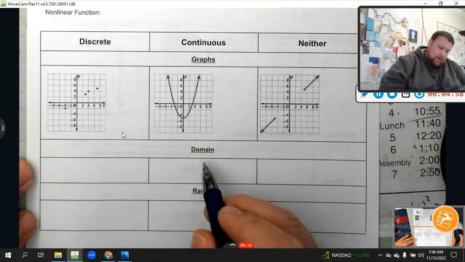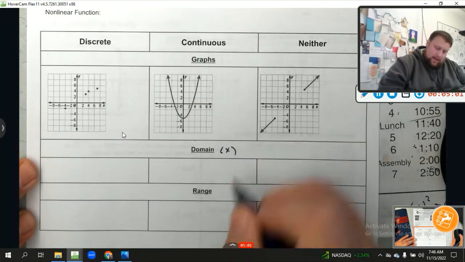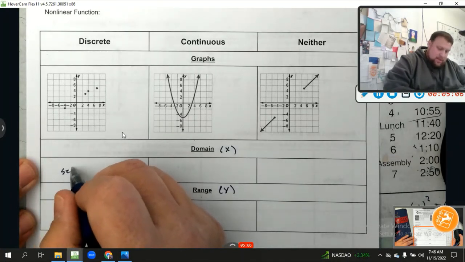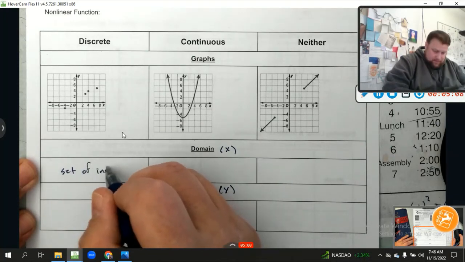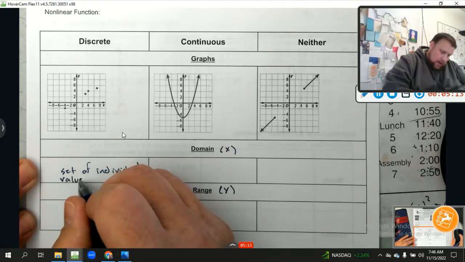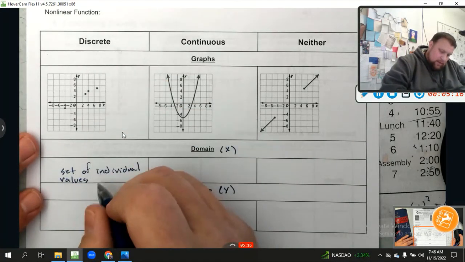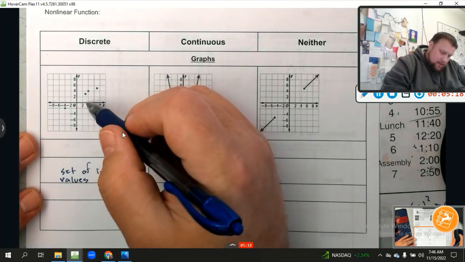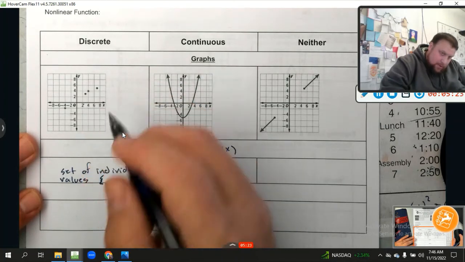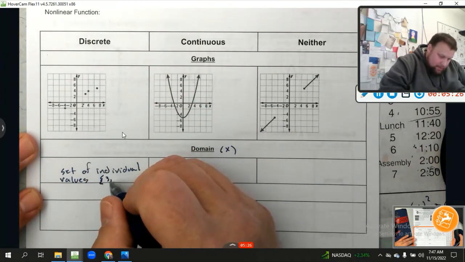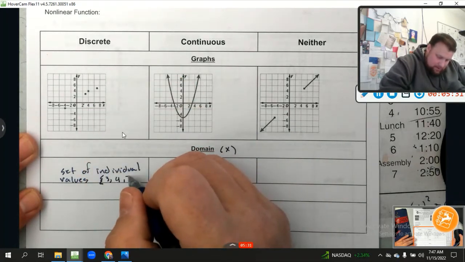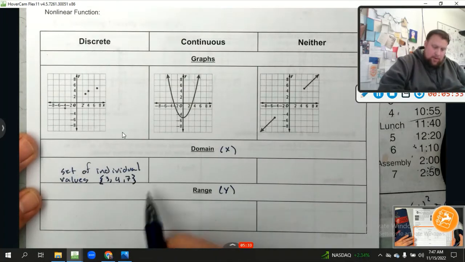So discrete is if we look at the domain, remember domain is what? It's x and range is y. So if I look at a discrete graph, the domain is just a set of individual values. The example we give you right here, let's look at the various x values and put them in the set. These go up by 2 each time. So that would be 3, 4 on the x, and then that looks like 7 on the x. So just 3, 4, and 7 is all the domain here.